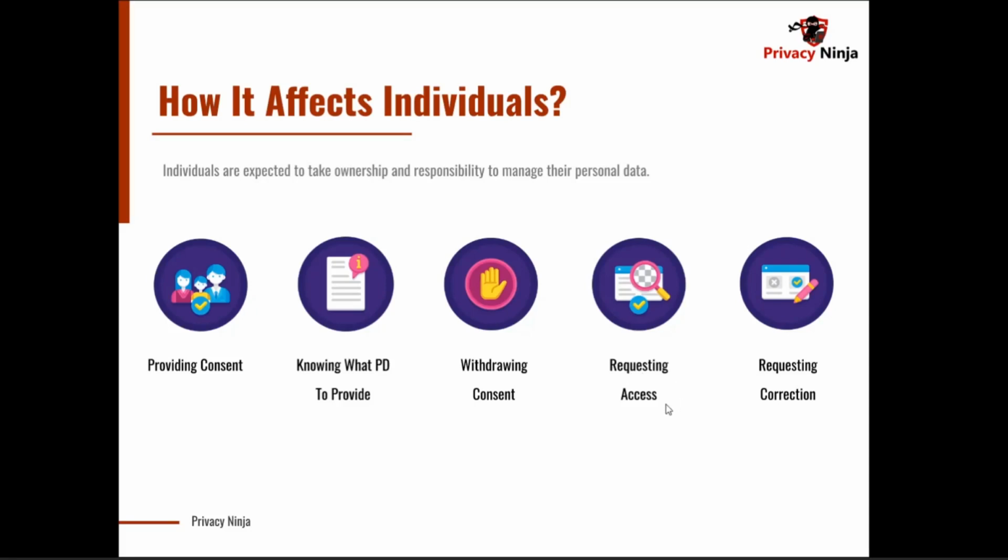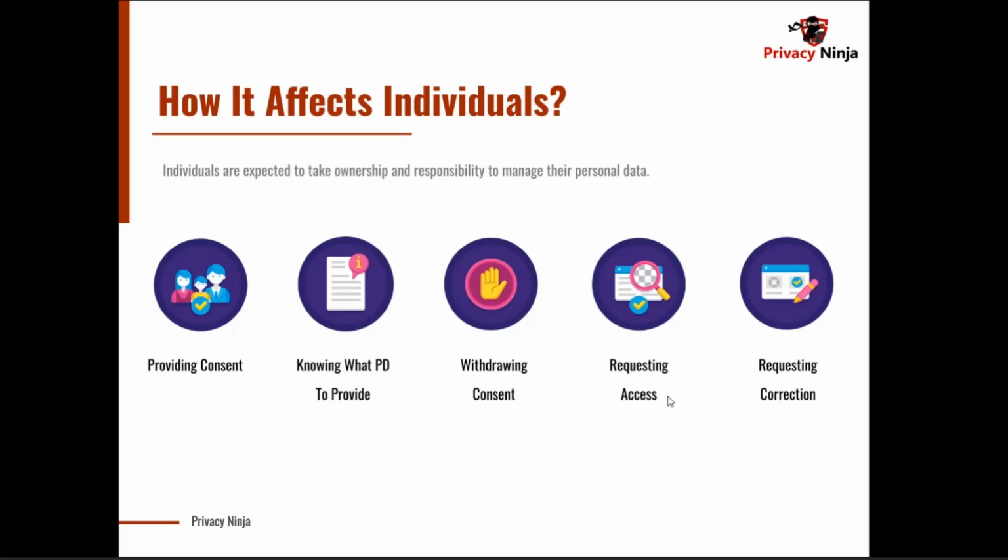Requesting access. Any individual can request to see the personal data that an organization has about them, and also check how that personal data has or may have been used or disclosed in the past 1 year leading up to that access request. Organizations can levy an administrative fee for each access request, or even reject the request if it's considered frivolous.